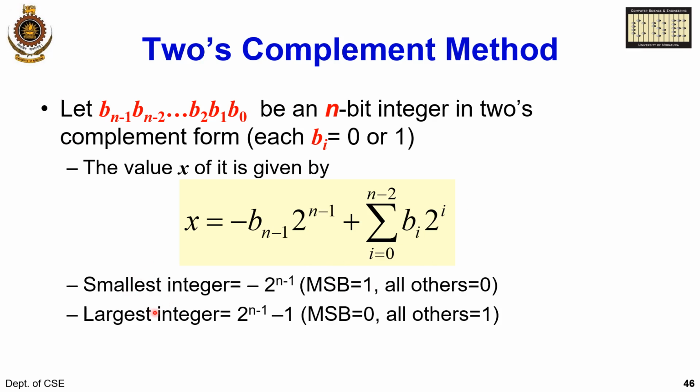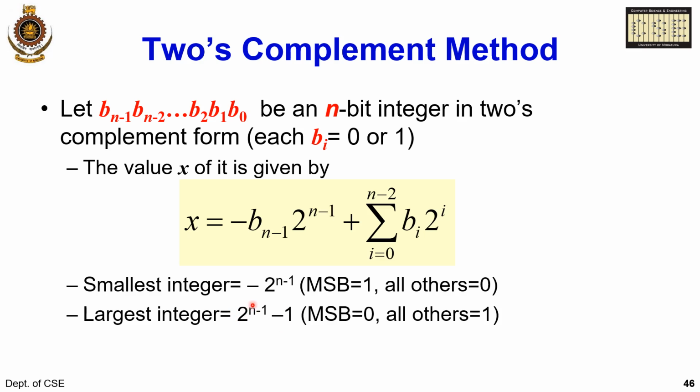The largest integer is the biggest positive number. Then this bit has to be 0, so that there will be no negativeness involved. We keep this 0, and then this is the maximum, where every b is 1. Then it adds up to the largest positive value. The largest positive integer is 2 to the power n minus 1, minus 1. This is similar to the unsigned number scenario.